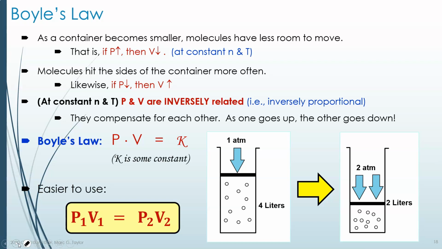If P times V is a constant, then any P times V is the same constant as long as you're keeping N and T constant. You're not changing those things. So that means the initial P times the initial V, or P1 times V1, equals the final P times the final V, or P2 times V2. And you could write this as Pi for initial and Vi for initial, and Pf for final and Vf for final, or you can use the 1 and 2.